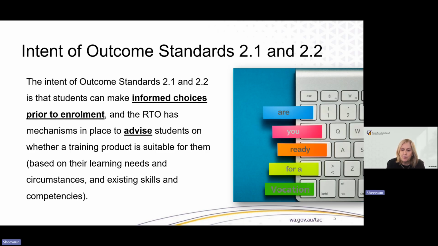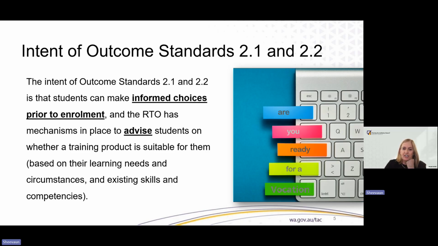Now, outcome standard 2.2 in particular is absolutely new to these standards. 2.1 less so, and when I go through 2.1, you'll probably start to think, yes, I've got some of this in place already. But certainly 2.2 seems to be the new outcome standard that RTOs are really thinking about, well, how do I actually do this in terms of my current processes? So it is about allowing students to make informed choices, and importantly, prior to enrolment. And I'm sure when you all read that in the new standards, you all started to think about how this was actually going to affect you and your students.